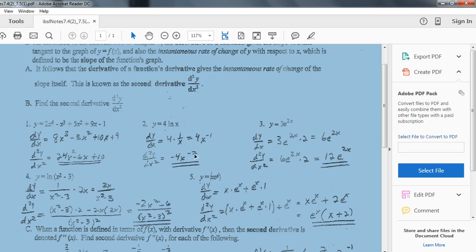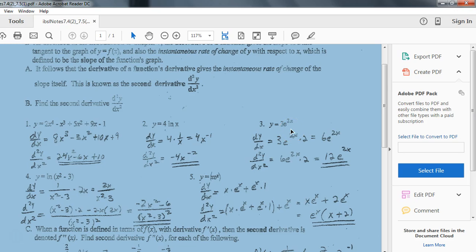I always encourage you, because you're going to be doing up to like the fourth derivative on some problems, you always want to note somehow which one you're on, because it's really easy to not end up on the correct one if you don't keep track. So identify this as first derivative, second derivative, and so on as needed, just to make sure you keep things in order.